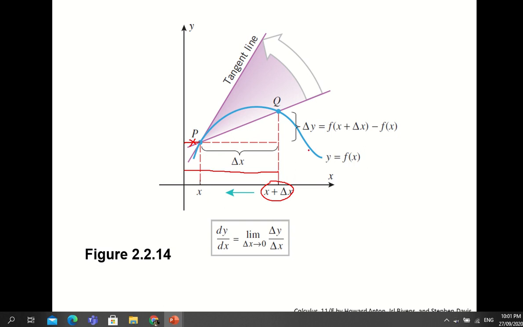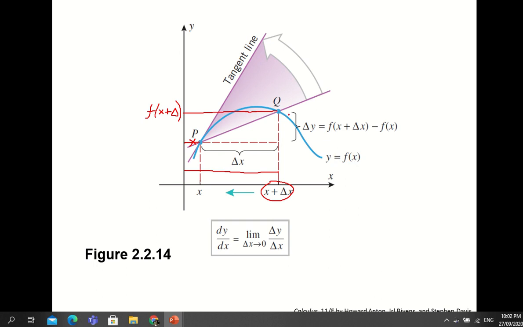Because here, the value of the function at this point, we have f of x plus delta x. So this is the vertical distance, class, from the x-axis towards this point Q. And this one is just f of x.